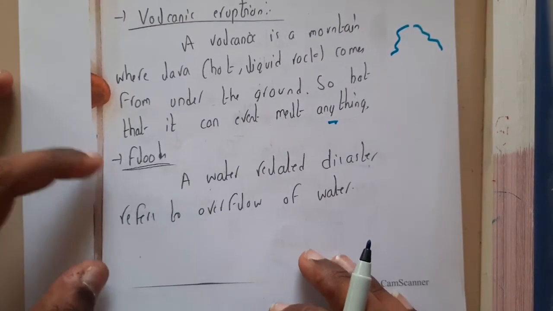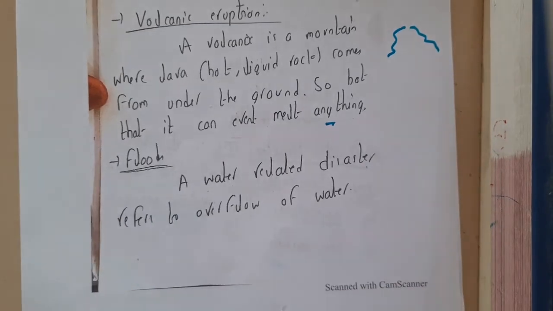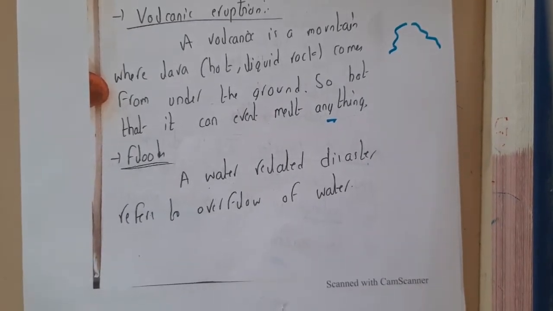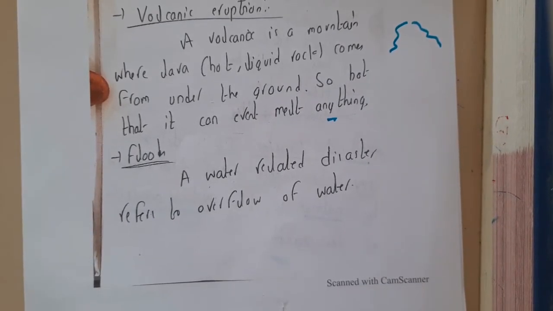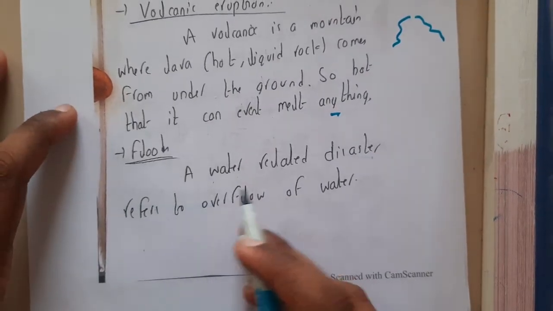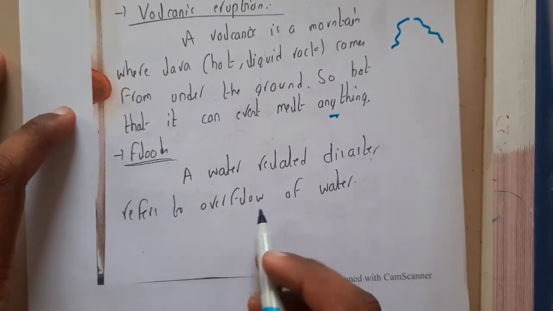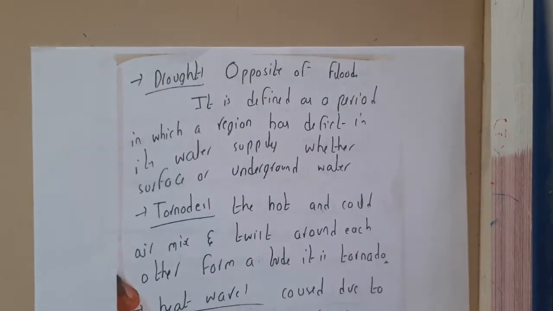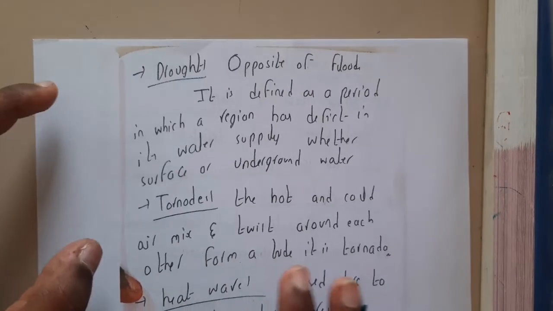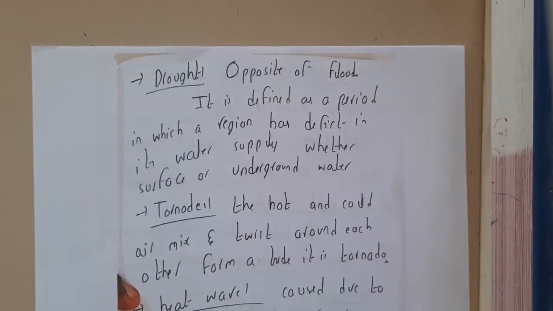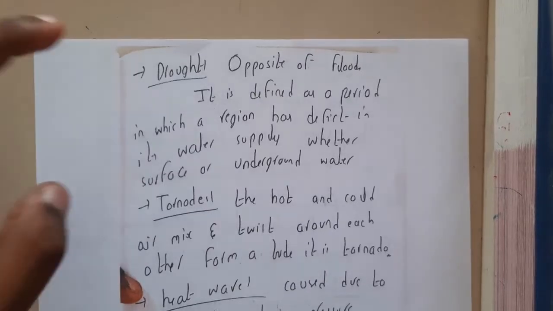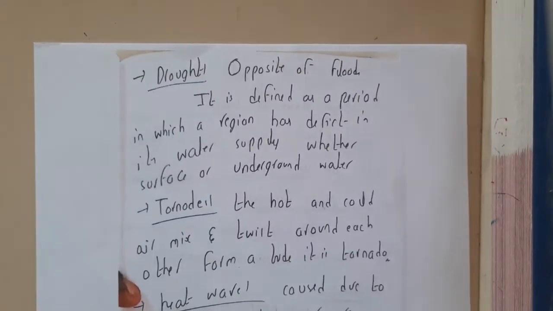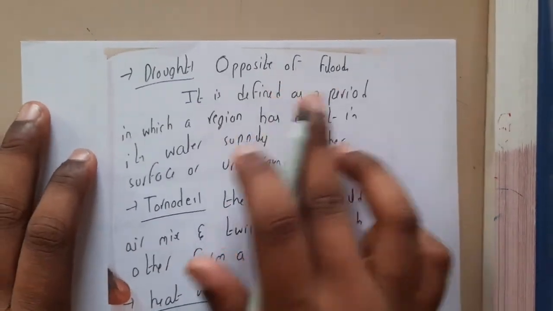Similarly, flood. Due to heavy rains and such, they say there is a flood in this place or that place. A flood is a water-related disaster referring to an overflow of water. Heavy rains mean an overflow of water. Quite the opposite of a flood is drought. Guys, we'll be discussing floods, their effects and causes in this unit only. Similarly with droughts, we'll discuss these two topics in this unit.